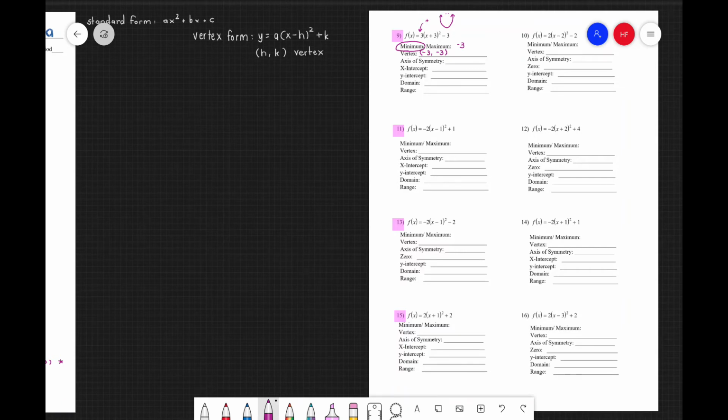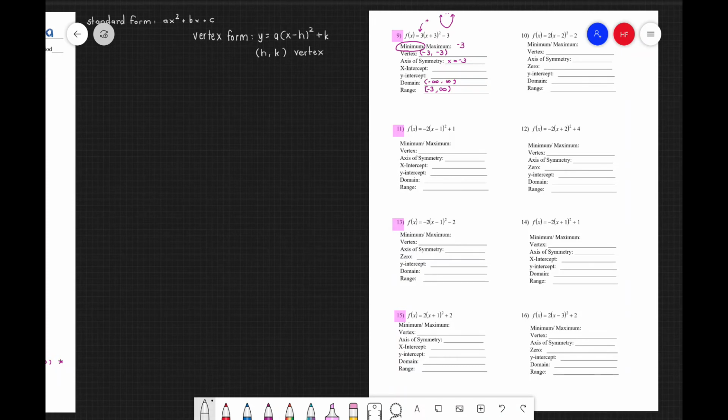My axis of symmetry is the x value of the vertex, so x equals negative 3. My range is going to go down to negative 3, but all the way up to infinity since it's facing up. Domain will not change. And then we have to find our y-intercept and see if we have any x-intercepts.